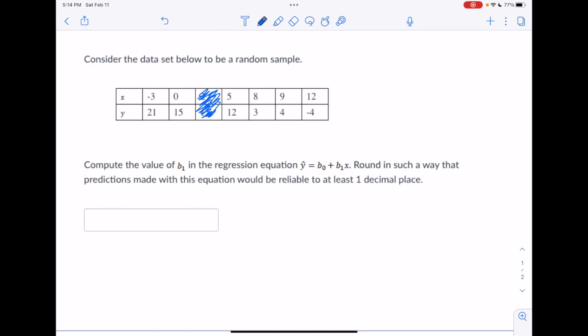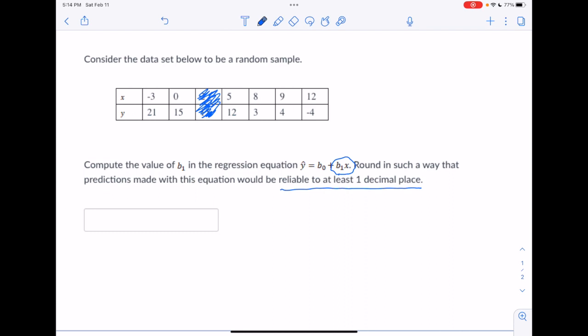So they want us to compute the value of B1 in the regression equation y hat equals B0 plus B1x. Because B1 is with the x, that means B1 is the slope. So we're looking for the slope of the equation and round that in such a way that the predictions made with this equation would be reliable to at least one decimal place. That's probably the part that's giving people trouble, so we'll definitely focus on that as we go through.